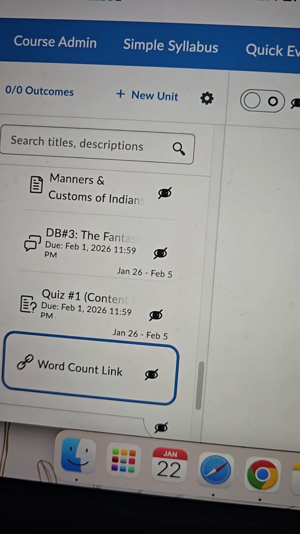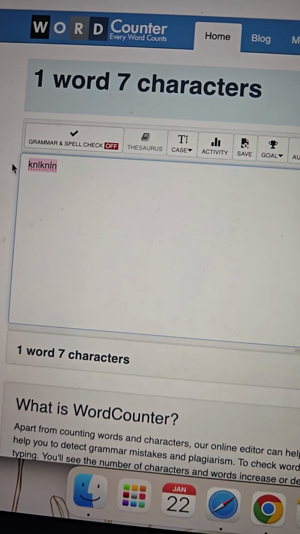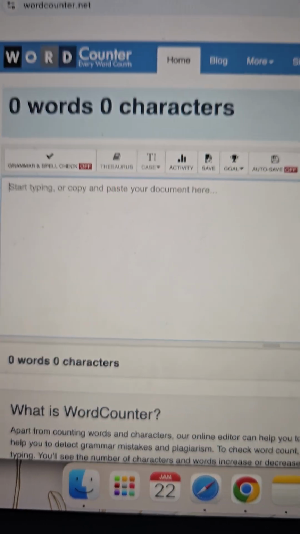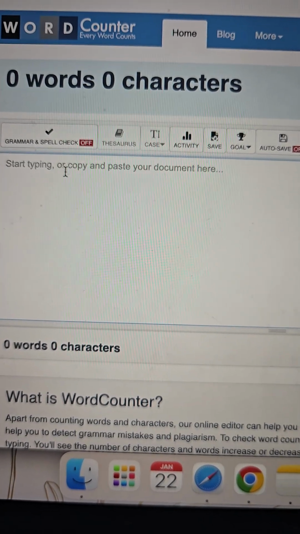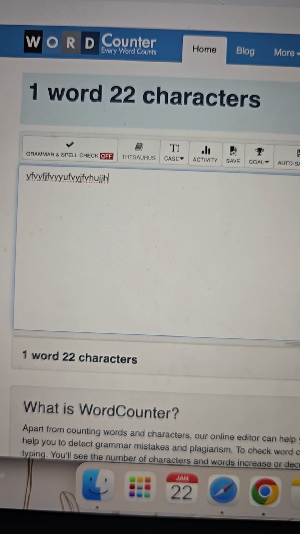And the word count link. This word count link is especially helpful if you need something to count your words for your discussion boards and you don't have Google Docs or Microsoft Word. I ask that you put your text in here, but don't save it here, because sometimes I've had people where it doesn't save.